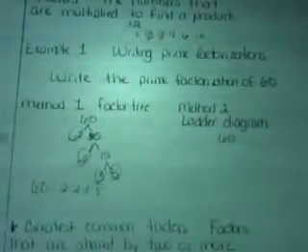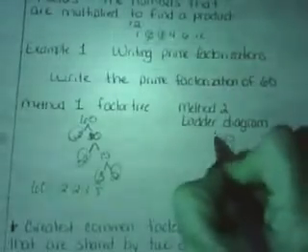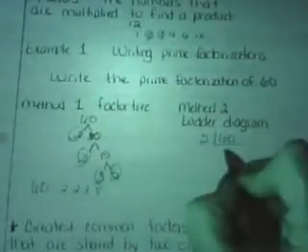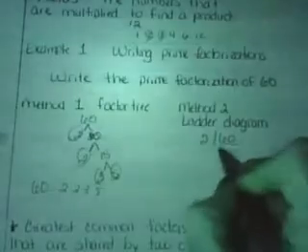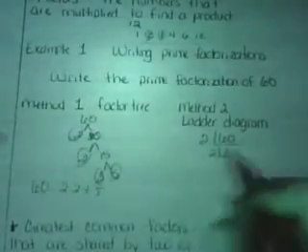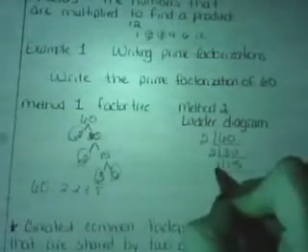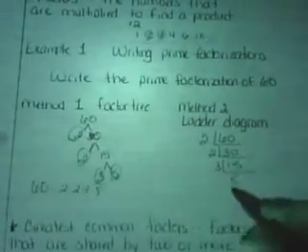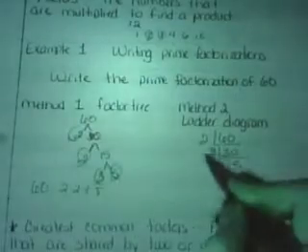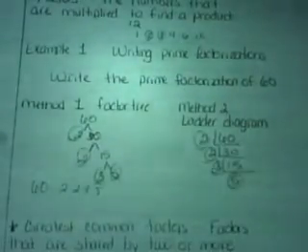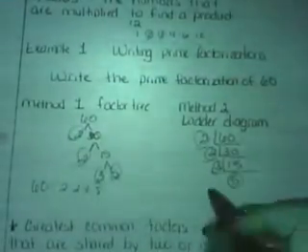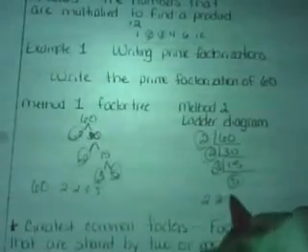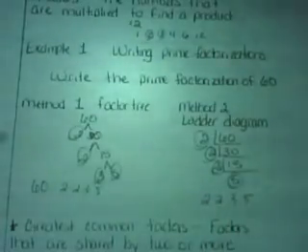Okay, ladder diagram. We're going to start with 60. I know that 2 will go into 60 30 times. I know that 2 will go into 30 15 times. And I know that 3 will go into 15 5 times. That's as low as that's going to go. So there are your prime numbers for 60 using the ladder diagram. Again, it would be 2 times 2 times 3 times 5.